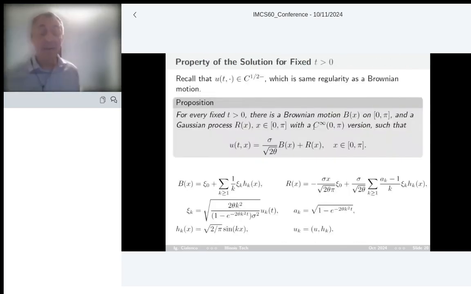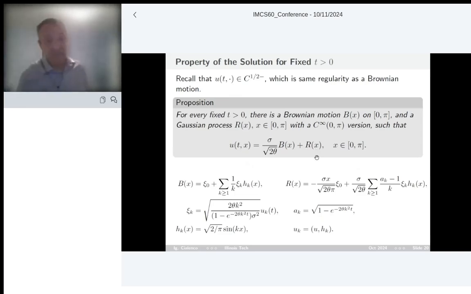Now, how does that translate to my SPDE? This is what we noticed, and that was the starting point. Remember that I said that the solution is 1/2, 1/4 continuous in time and space. So if I fix time, as a function of x, this is 1/2 Hölder continuous, same as Brownian motion. Brownian motion is 1/2, and that's why for Brownian motion I have quadratic variation, power 2. Well, maybe this u, as time is fixed, is something like a Brownian motion plus something else.